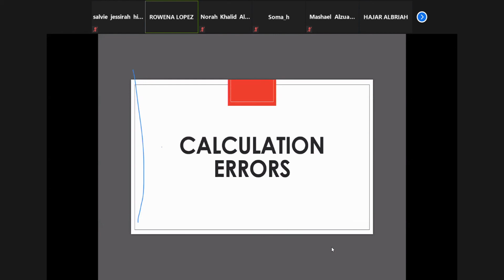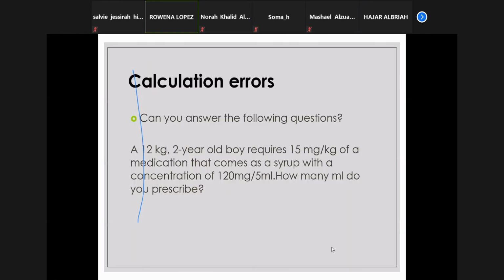So the next is the calculation error. Okay, another question for you. Can you answer the question? A 12 kilogram, 2-year-old boy requires 15 milligrams per kilogram of a medication that comes as a syrup with a concentration of 120 milligrams per 5 ml. How many ml do you prescribe? You have 30 seconds.